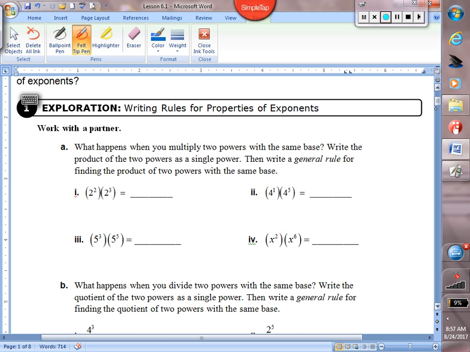The first property we're going to look at involves when we multiply two powers together. Let's take a look at letter A, number 1. What I'm going to do is write out what 2 to the second power actually means. It means 2 times itself. Then 2 to the third power means 2 times 2 times 2. I multiply 2 three times. So now I take a look, and now I'm multiplying together 1, 2, 3, 4, 5 2's. So I can also write that as 2 to the fifth power.